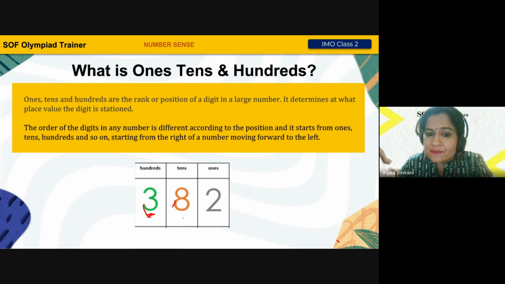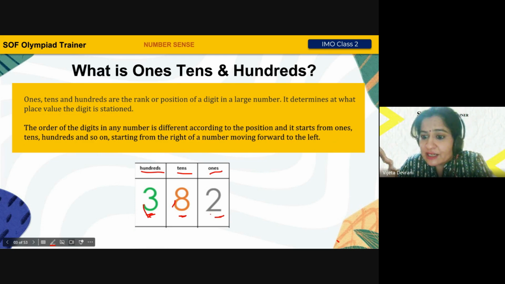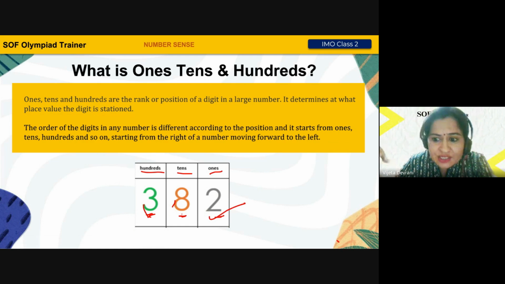See, this is 3, this is 8, and this is 2. Everybody can see 382. And above this, what is written? Ones place. This is my tens place, and this is my hundreds place. If I ask you in this number, which digit is at ones place? It's 2. Which digit is at tens place? It's 8. And which one is at hundreds place? It is 3.